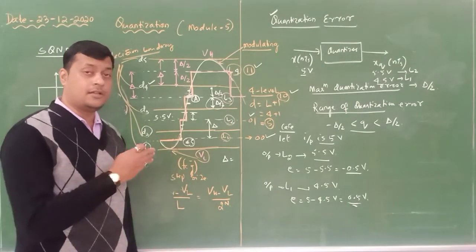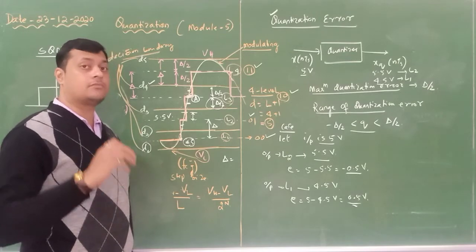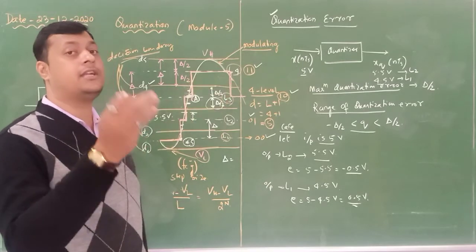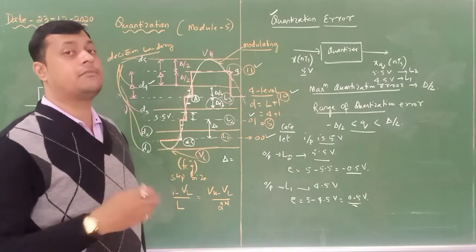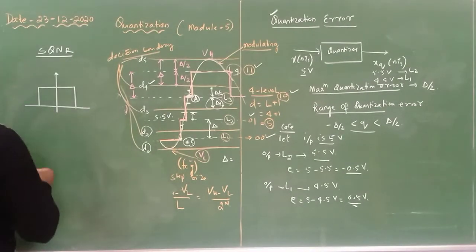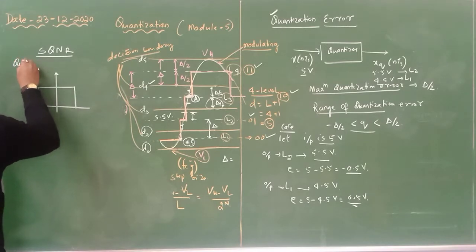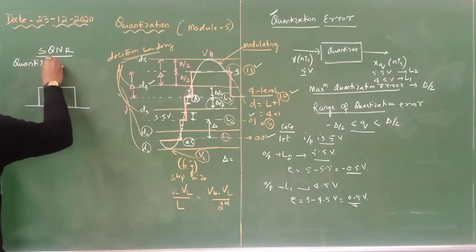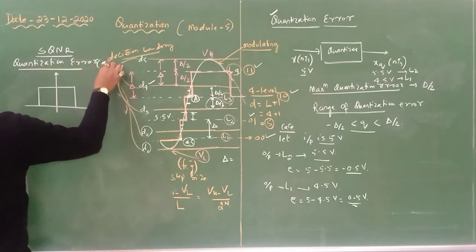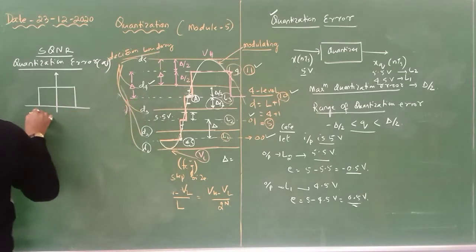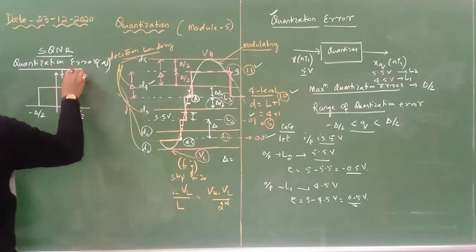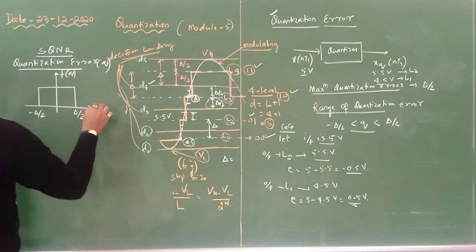How many levels are there? 4 levels. So what is the equiprobability of these 4 levels? 1 by 4, 1 by 4, 1 by 4. If you multiply that 1 by 4 with its strength, you will get the noise component. So let's see. Quantization error, I am writing, that is Q, and it lies from minus del by 2 to del by 2, f of Q. This is the function.